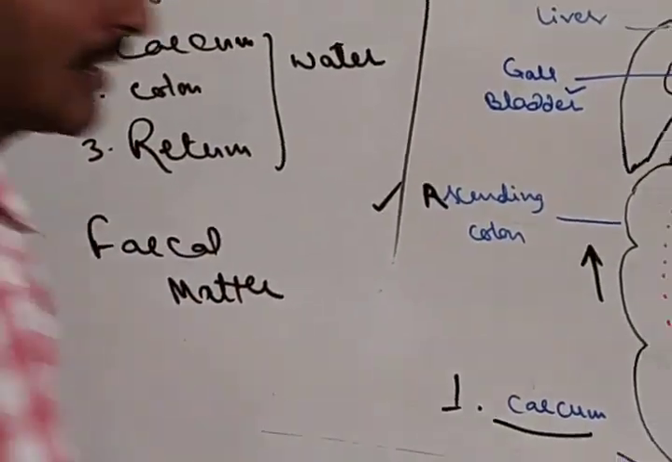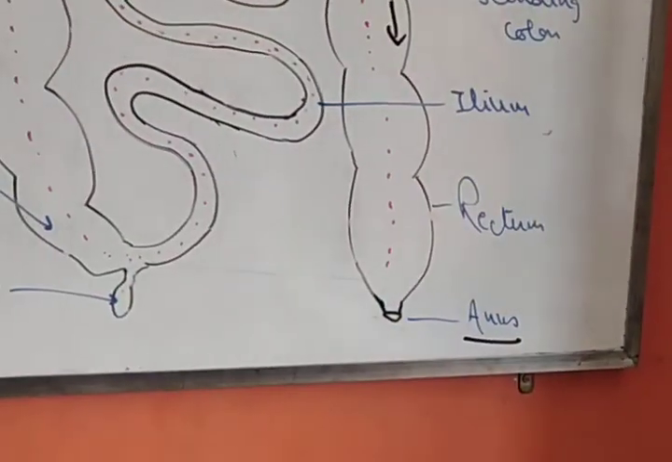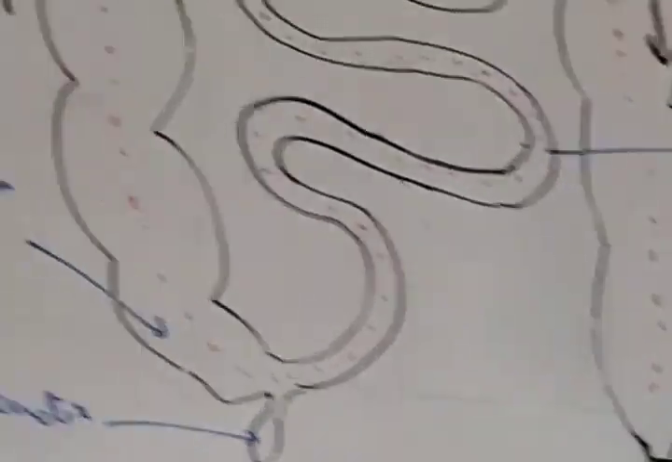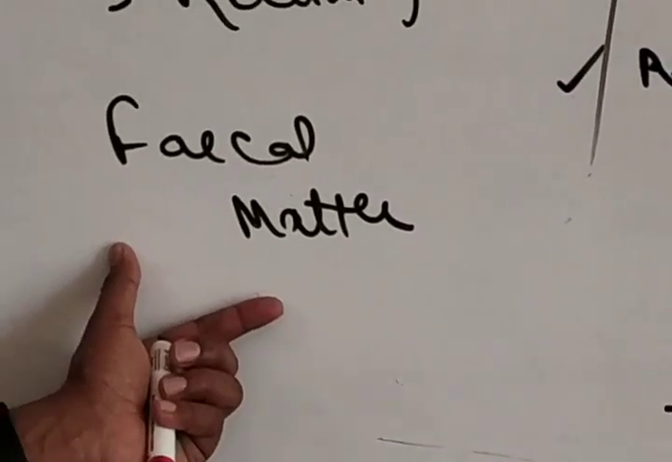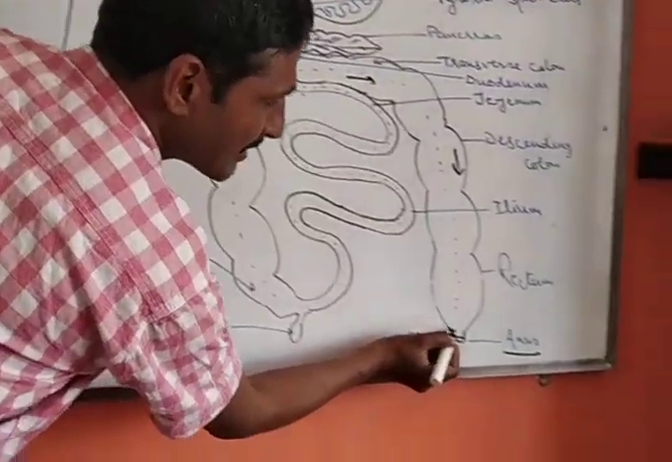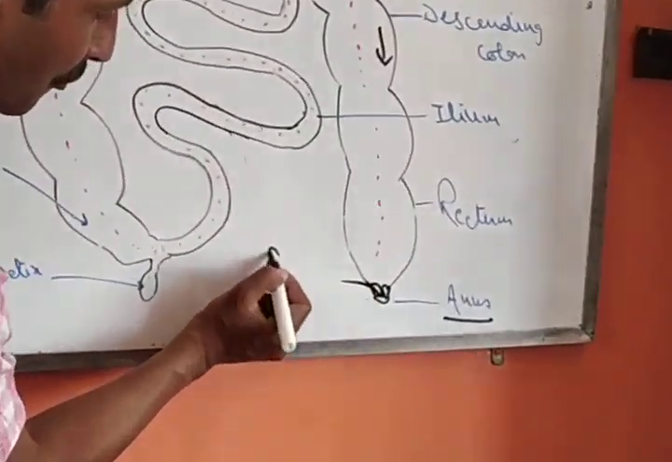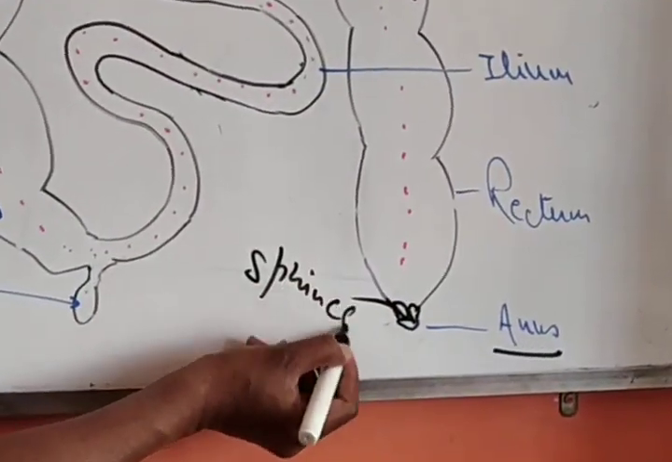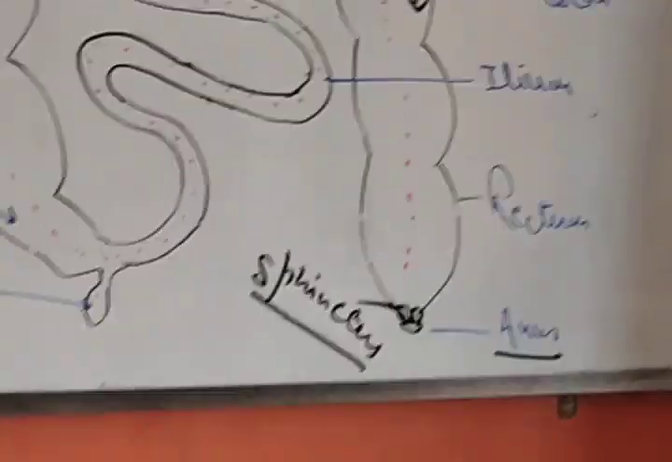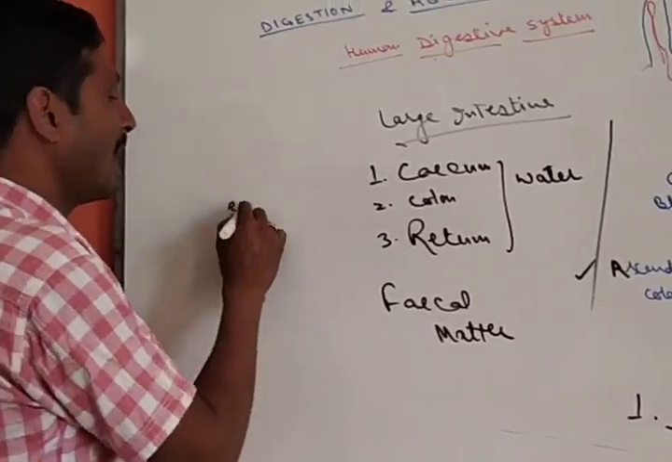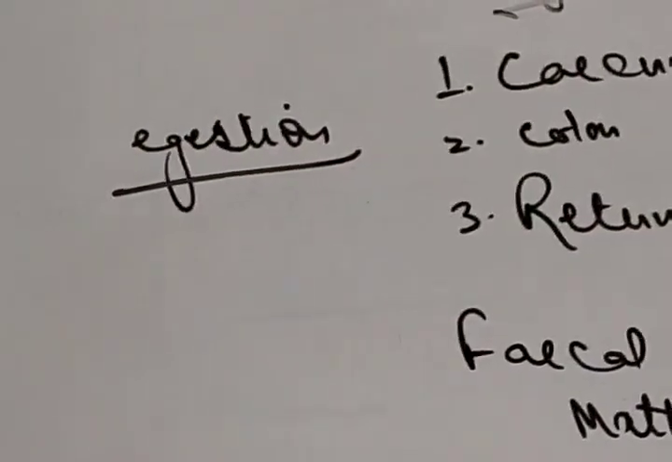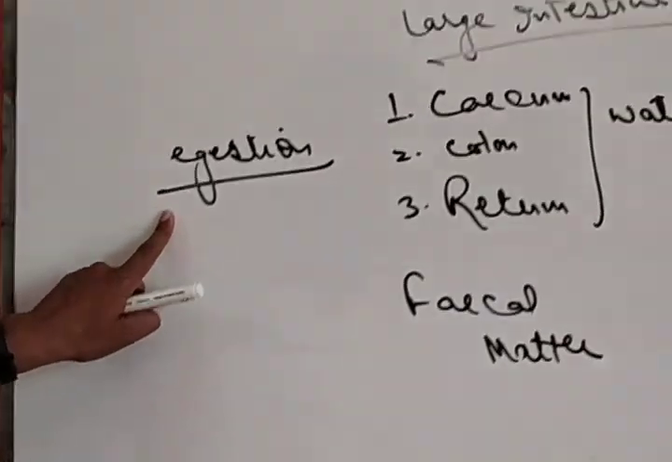And then the last part of human alimentary canal is called as anus, from where fecal matter or undigested waste matter is thrown out from the body from time to time. Anus is again guarded by a pair of sphincters which control the exit of waste material from the body. This process of throwing out waste material from the body of human being technically is called as egestion.